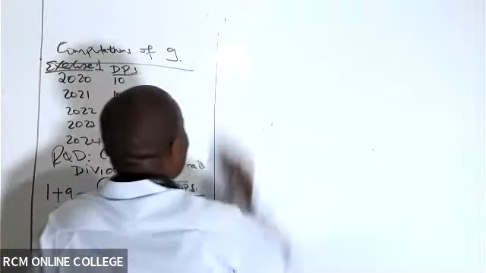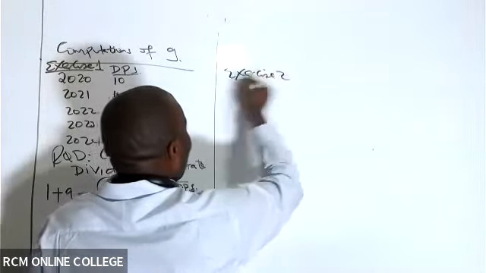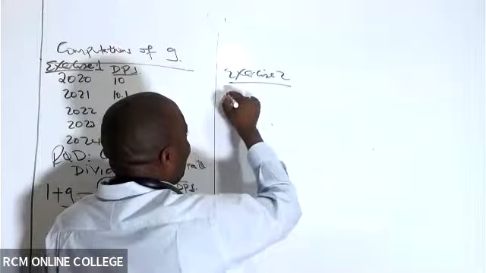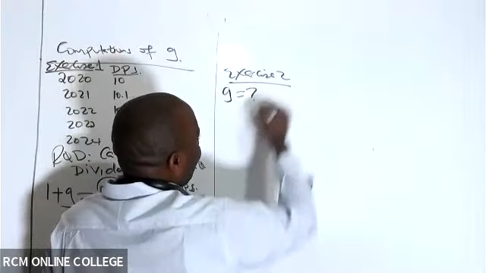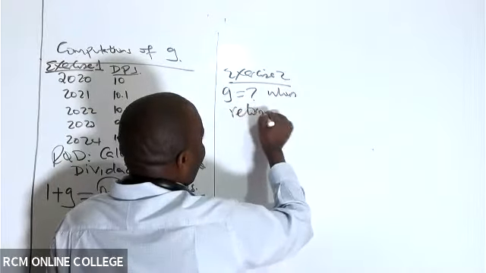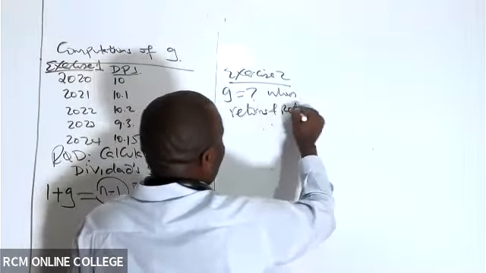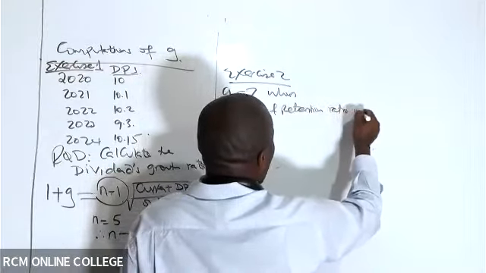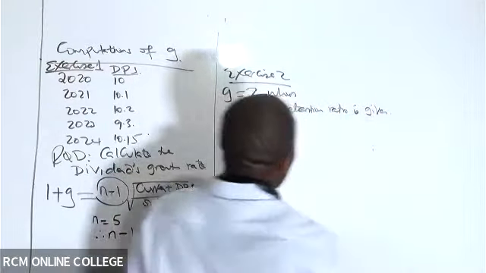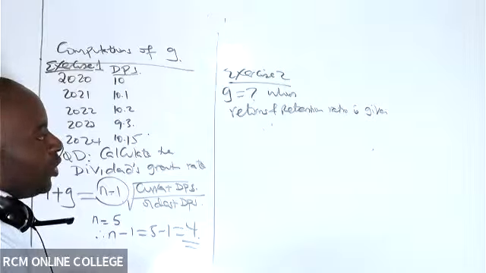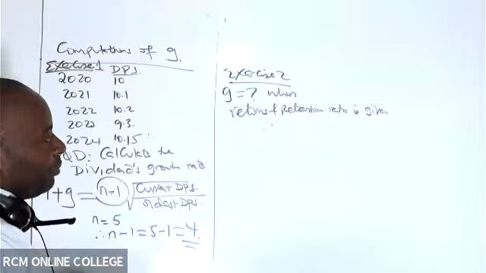Exercise number 2, where in this case we want to calculate the growth rate when returns and retention ratio are given. So exercise 2: how do we get growth when returns and retention ratio are given, both of them?